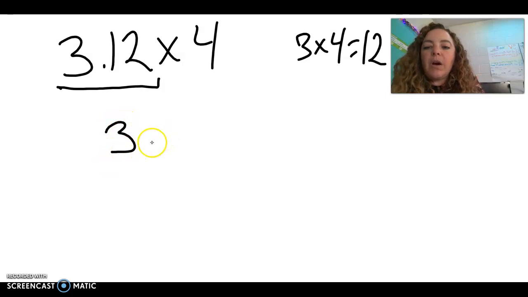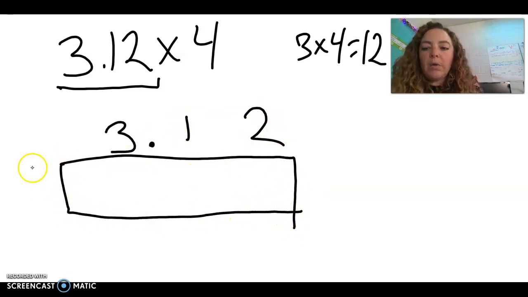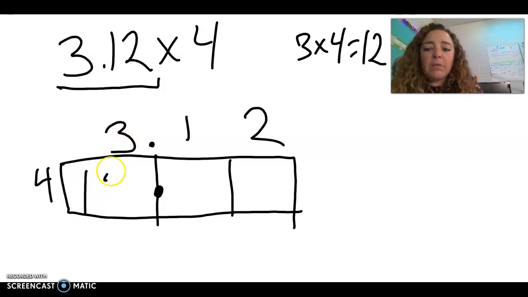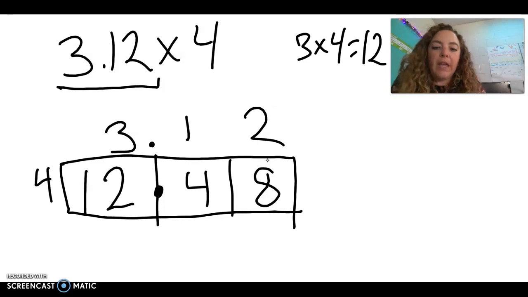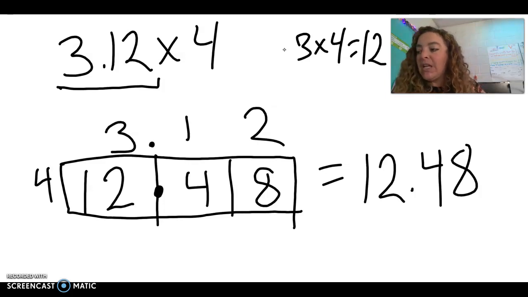Okay, so we're going to do our partial products again, separating it out into our place value, like so. Okay, we're going to put our 4 here. There's where our decimal is going to go. It's going to be right there. All right, 4 times 3 happens to be 12. 4 times 1 is 4. 4 times 2 is 8. So I got 12 and 48/100ths, which is really close to 12. So I can see that by my estimation up here, I'm really, really close to the accurate answer. And so we love seeing that, and that's how estimation can help us.